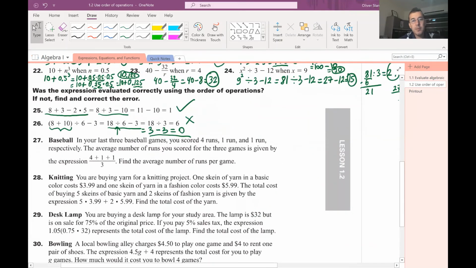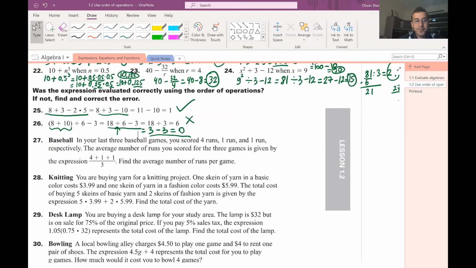Baseball. In your last 3 baseball games, you scored 4 runs, 1 run, and 1 run. The average number of runs you scored for the 3 games is given by the expression 4 plus 1 plus 1. You add them up and you divide by the number of games, which is 3. Find the average number of runs per game.